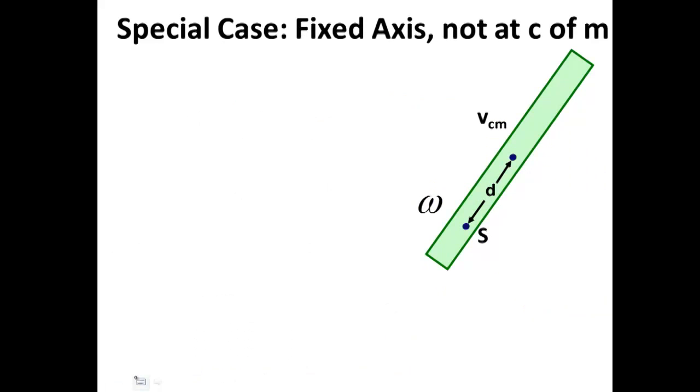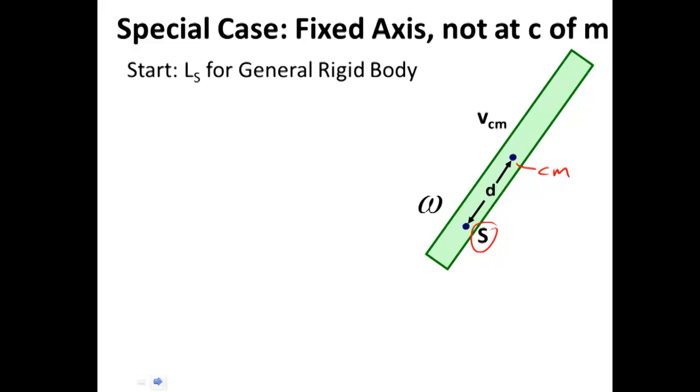Finally, let's look at a very specific case, a very limited case, which is that the axis is fixed and the system is rotating not about its center of mass, but the axis is some other place than the center of mass. So the center of mass is up here, and we're trying to find the angular momentum about point S. Well, we can start off by using the same formula that we just found for the general rigid body moving, and that's this equation here. And so we have to figure out, well, how is it actually moving?